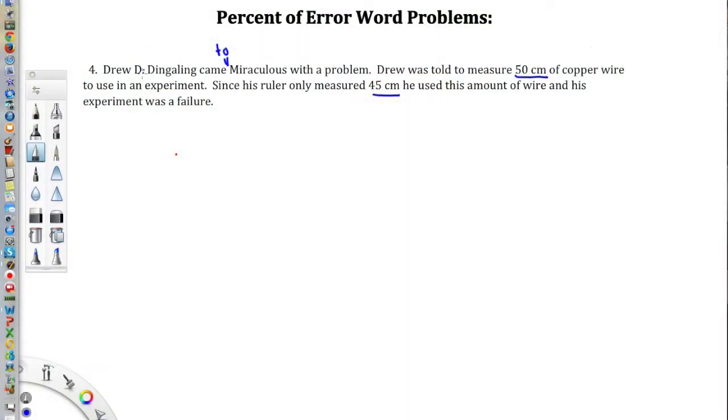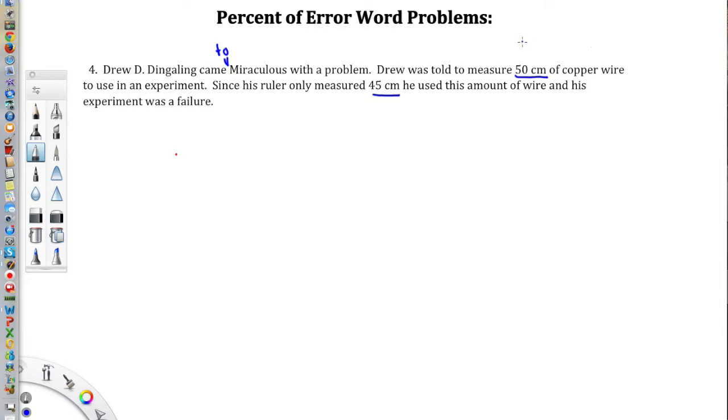Last one. Boys and girls, let's look at our last sample problem that we will work on together. After this problem, you're on your own and you should be quite capable of figuring out the rest on your own. So let's go to number 4 in our handout and read it together. It says, Drew D. Dingling came to Miraculous with a problem. Drew was told to measure 50 centimeters of copper wire to use in an experiment. Since his ruler only measured 45 centimeters, he used this amount of wire and his experiment was a failure.